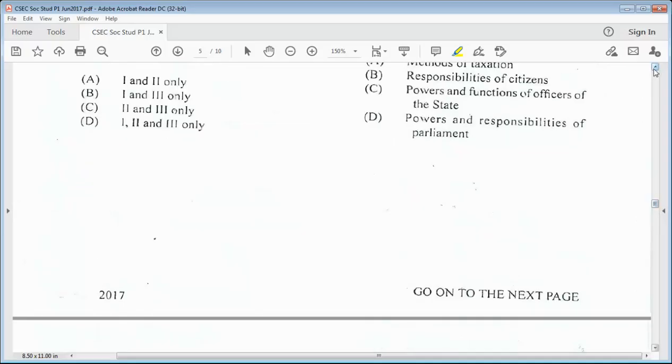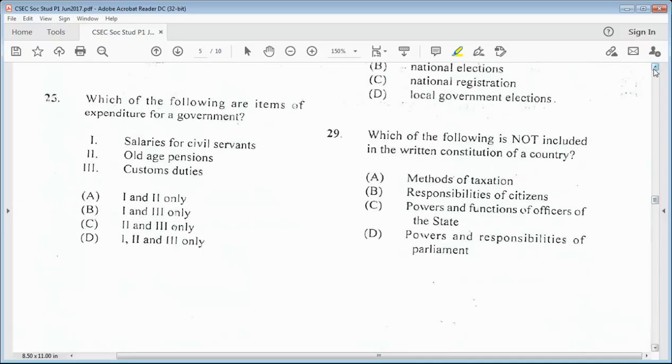Let's go on to number 25. Which of the following are items of expenditure for a government? 1. Salaries for civil servants. 2. Old age pensions. 3. Customs duties. So is it A, 1 and 2 only, B, 1 and 3 only, C, 2 and 3 only, or D, 1, 2 and 3?